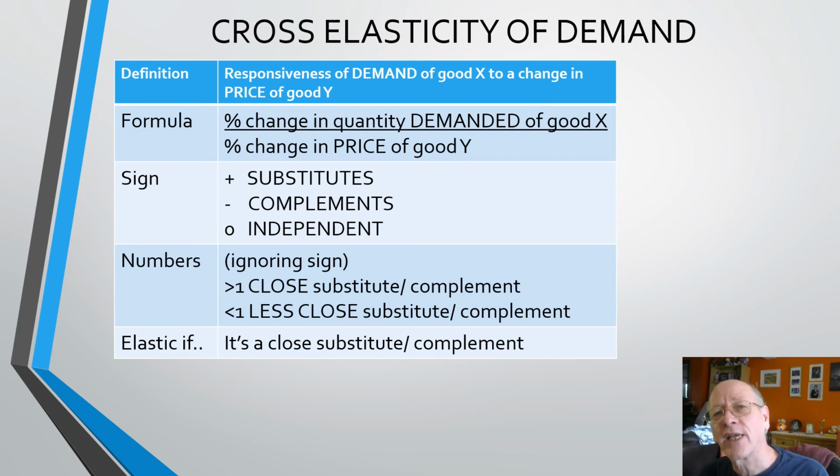If the answer is close to zero, then the goods are independent. So, for example, if there's an increase in the price of printers, it's unlikely to affect the demand for cars. If we want to interpret the numbers, broadly speaking, the higher the number, the closer the extent of the substitute or the complement.